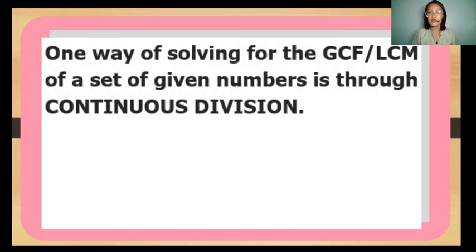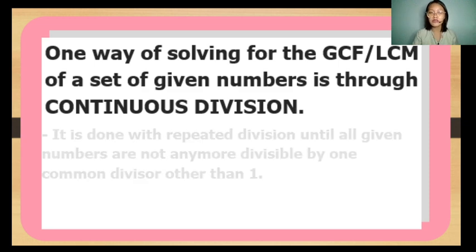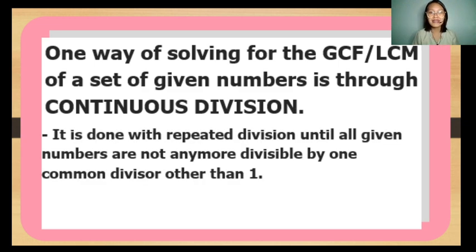So, one way of solving for GCF and LCM of a set of given numbers is through continuous division. Kapag sinabi natin continuous division, it is done with repeated division until all given numbers are not anymore divisible by one common divisor other than 1. So, ito po ay applicable for finding GCF of the numbers. Continuous daw po, repeated daw ang pagdi-divide natin until wala na tayong makuhang common divisor other than 1. Mag-i-stop na tayo dun sa process na yon kapag 1 na lang yung common divisor nila.